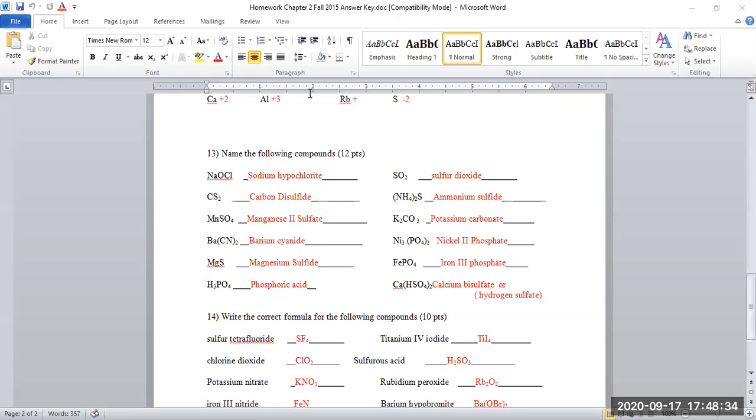I have a quick question. Yes. So I put the 2 in for nickel 2 phosphate, I put 2, and then in your comments you said use Roman numerals. Do you not accept 2 and 3? No, they have to be Roman numerals. Okay. Putting traditional Arabic numbers is not the way the nomenclature works.